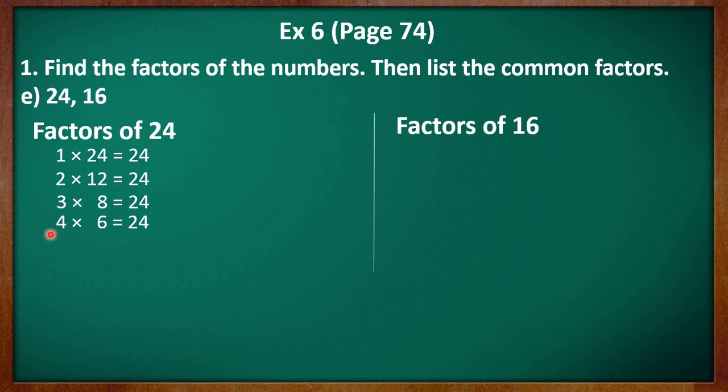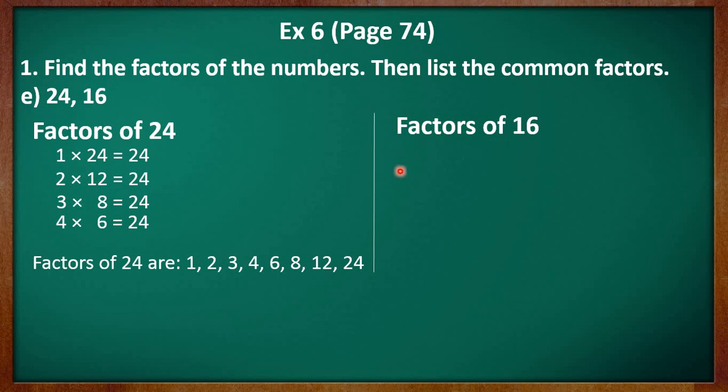So now we will be trying by 5. When you divide 24 by 5, you are left with remainder 4. That means 5 is not a factor of 24. And we will stop here since we have already checked that 6 is a factor of 24 and 5 and 6 are consecutive numbers. So now let's note down all these factors of 24. Now let's write the factors of 16.